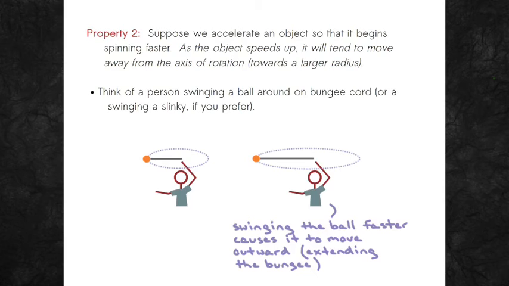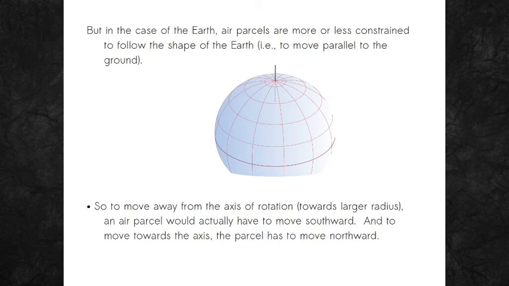Now, when we apply this idea to the atmosphere, we have to be a little bit careful because in the case of the atmosphere, air parcels are more or less going to be constrained to follow the shape of the Earth, i.e. to move more or less parallel to the ground. This is for a couple reasons. One is just that the atmosphere is very thin compared to the size of the Earth. So when objects are moving around, in order to stay in the atmosphere, they're basically just following the shape of the Earth. So moving along, following the shape of the Earth.